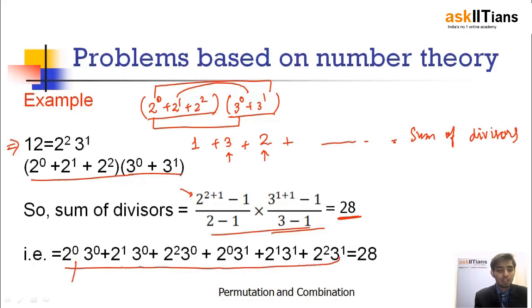Here you can see that each number is one divisor. So there are 6 divisors possible, which we have already seen, and if I take the sum of all these 6 divisors, I will get 28.